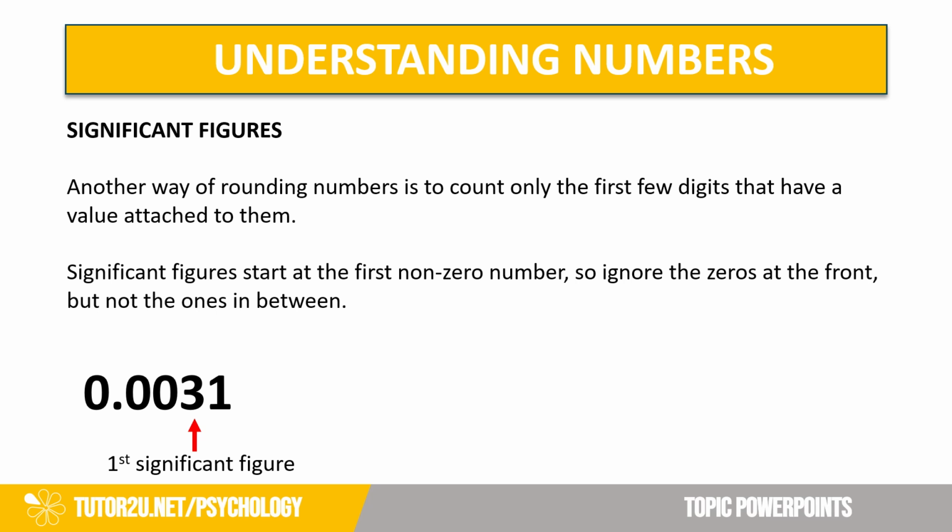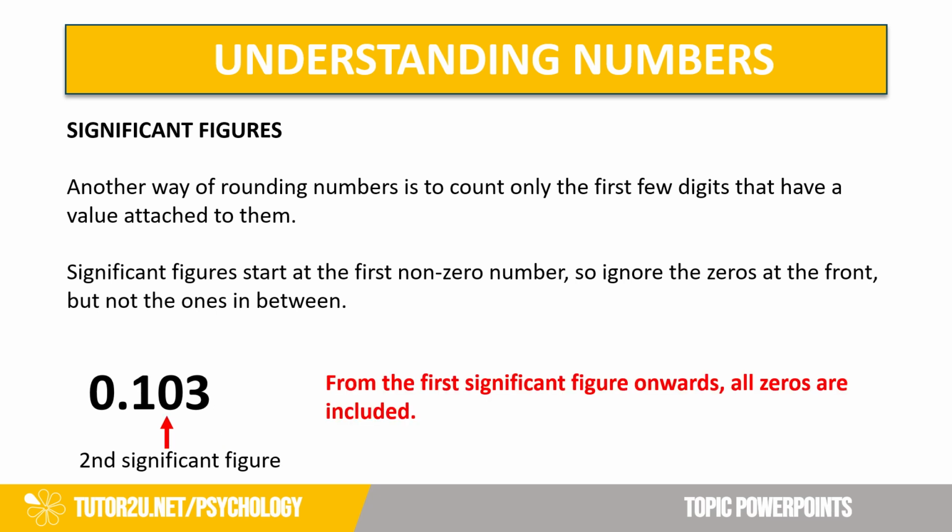Another example here is 0.0031. Now remember, the significant figures start at the first non-zero. So although we don't count the 2 zeros, we count the first non-zero number here, which is 3. So that is the first significant figure, with the second.